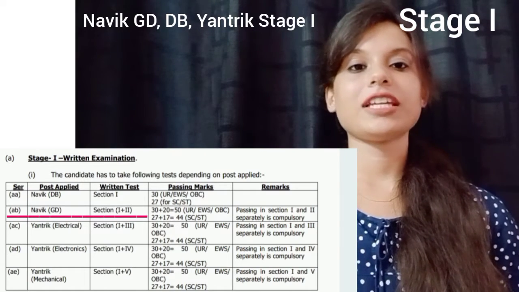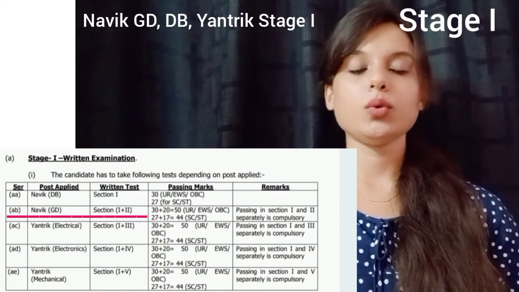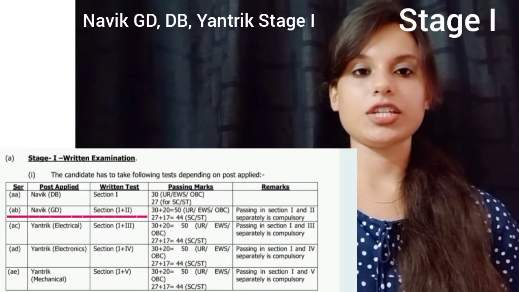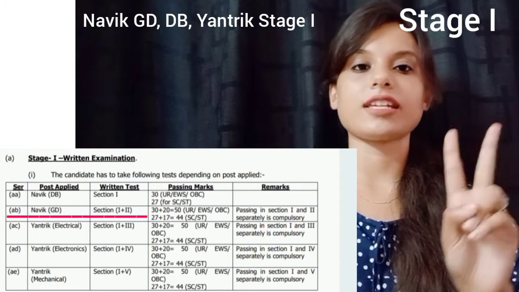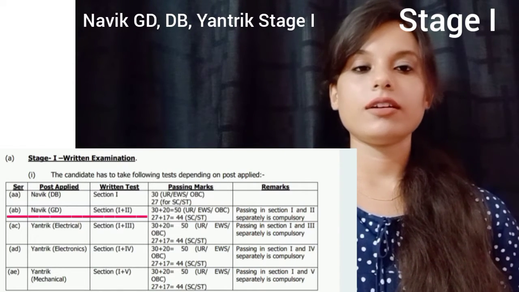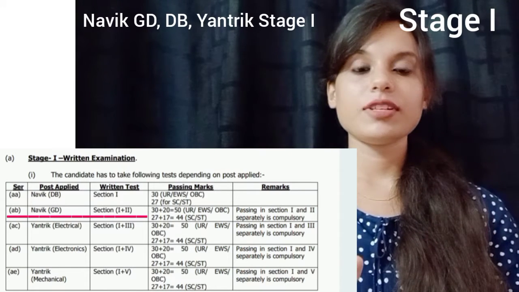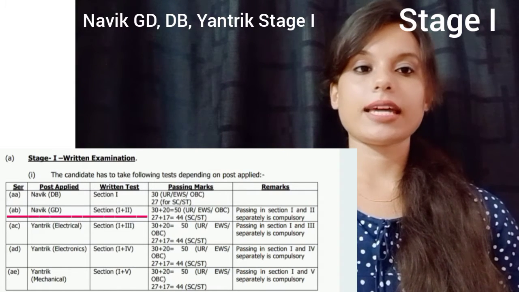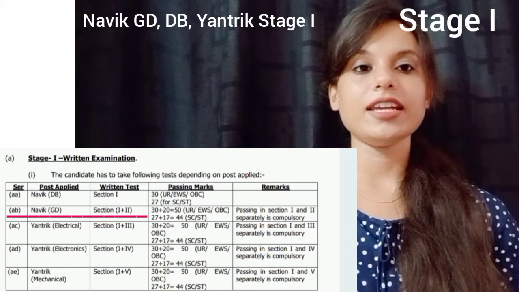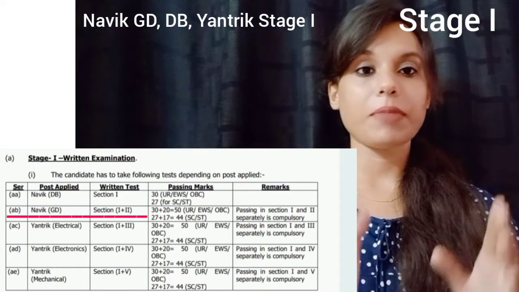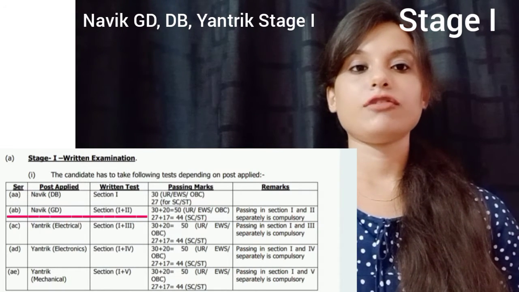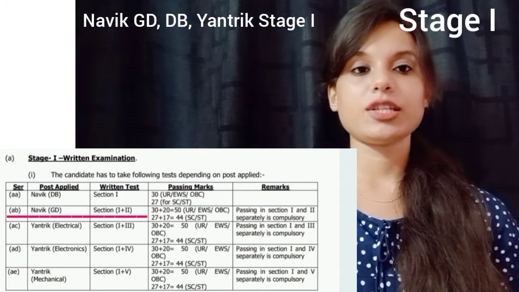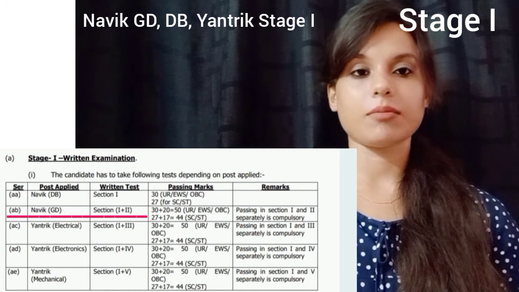Talking about Navik GD post, we have two sections in this examination. One is section 1 and the other is section 2. Now here, for the unreserved categories, for the EWS category and for the OBC category, we have 50 as the passing mark. And for the SC/ST candidates, we have 44 as the passing marks.